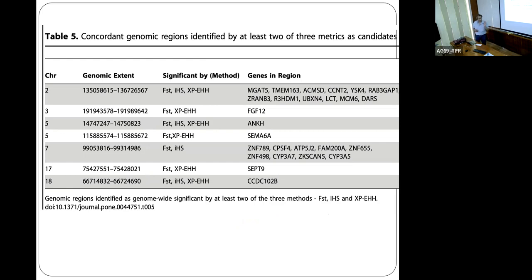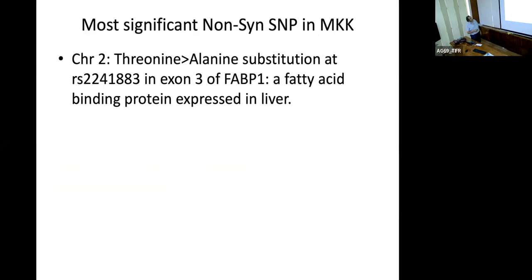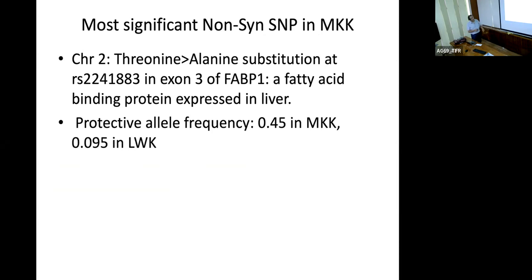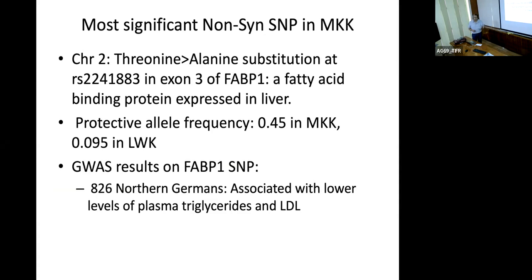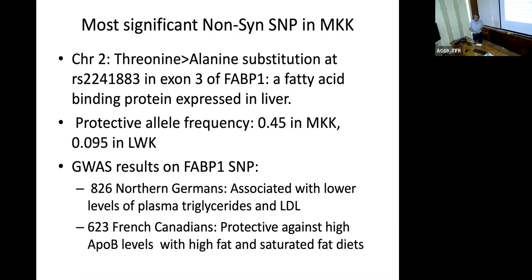So after we did all this, they said, okay, fine. You just took some data, you played with it, you came up with some numbers. Who cares? Okay, so we found some significant SNPs. There's this mutation in a fatty acid gene, which is expressed in the liver. And it has high frequency in the Maasai compared to the Luhya. And then if you look in other studies, you find that in Northern Germans, the same mutation is associated with lower levels of LDL and triglycerides. And in the French, I've always wondered how the French can get away with eating cheese, butter, and wine. Everybody thought it was the wine, but I think they have polymorphisms that protect them against high cholesterol. And so the French Canadians have this SNP at high frequency.